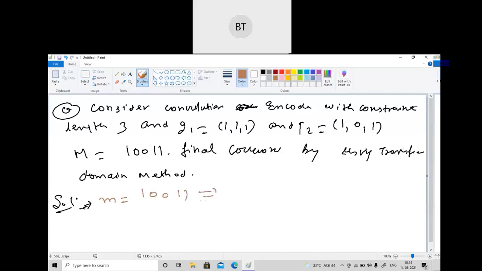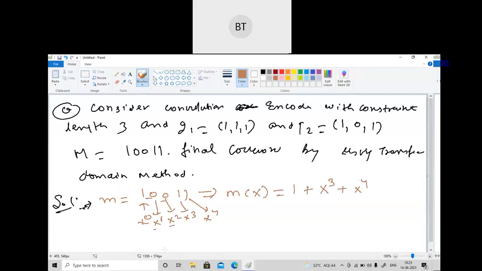What I've told you is that we have to write it in terms of polynomial. So we will denote it as Mx. This will be x to the power 0, x to the power 1, x to the power 2, x to the power 3, and x to the power 4. So I can write 1 plus, since x to the power 1 and 2 are 0 we don't have to write them, x to the power 3 plus x to the power 4.